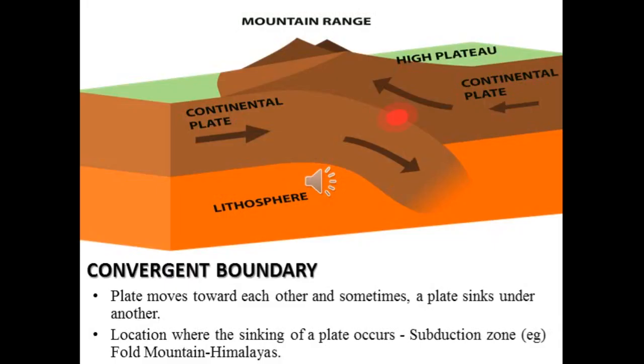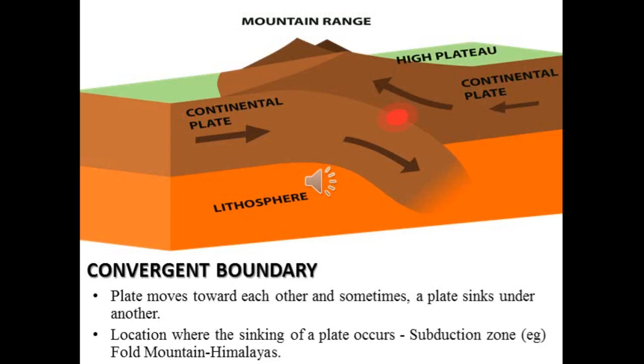Types of plate boundaries. First, the convergent boundary. Here the plates move towards each other and sometimes a plate sinks under another. In this type of plate boundary, the plates move towards each other, and sometimes in this process one plate goes down and another plate comes up. The location where the sinking of a plate occurs is called a subduction zone.